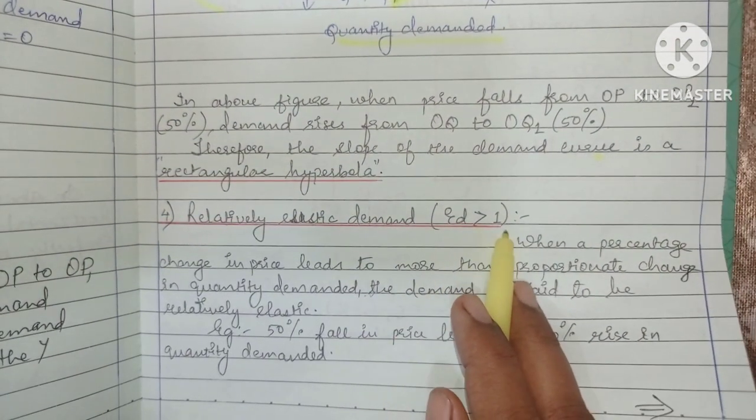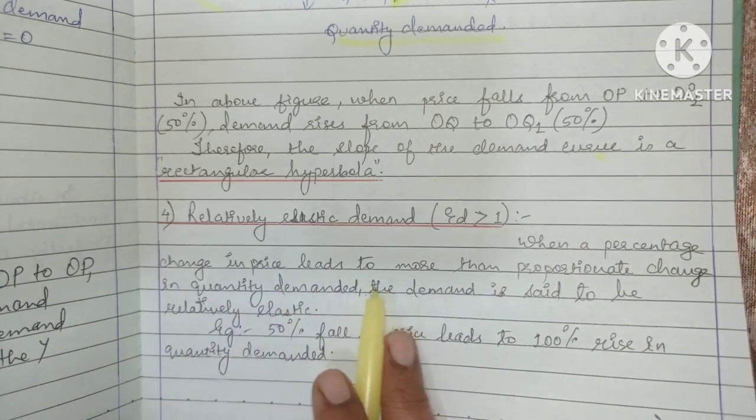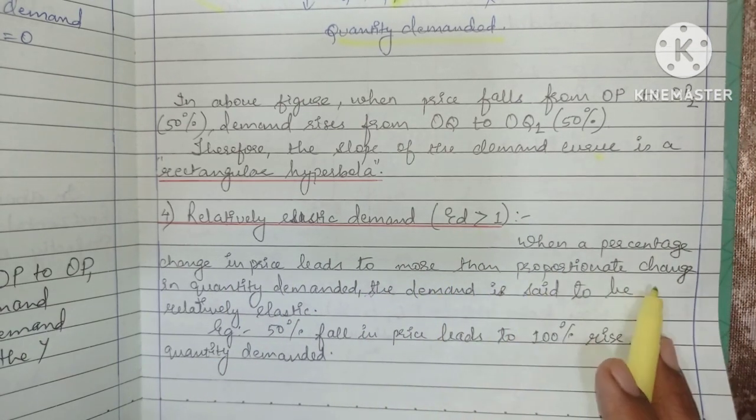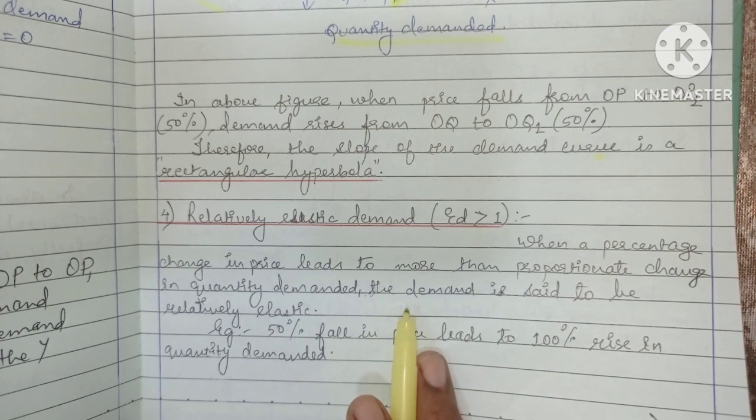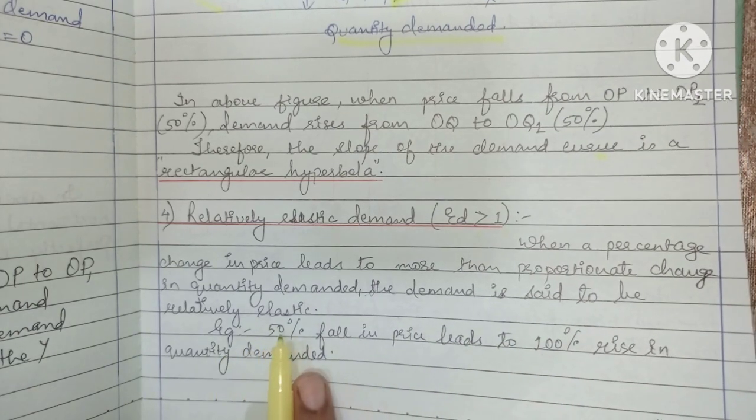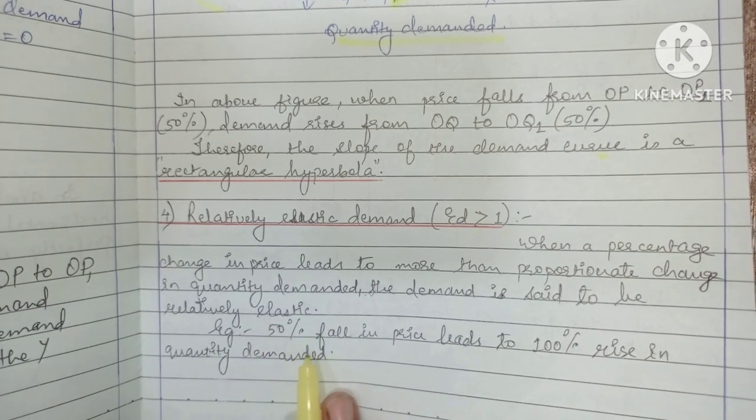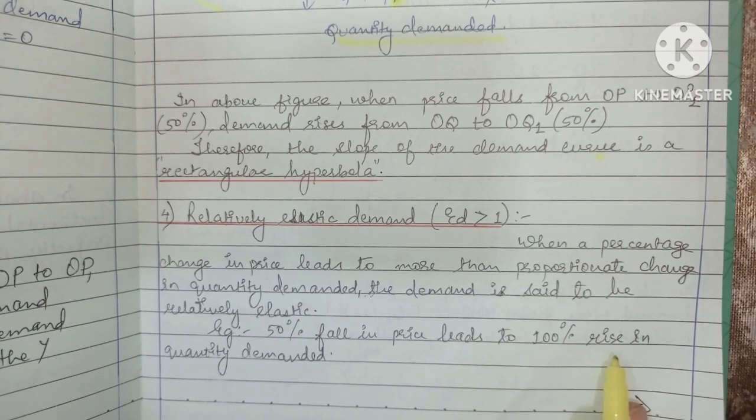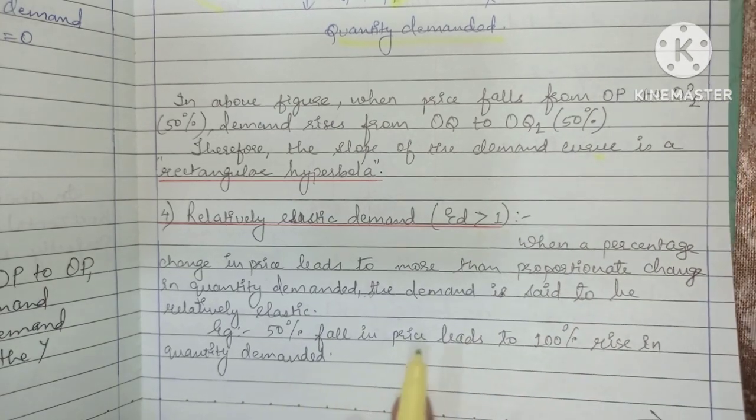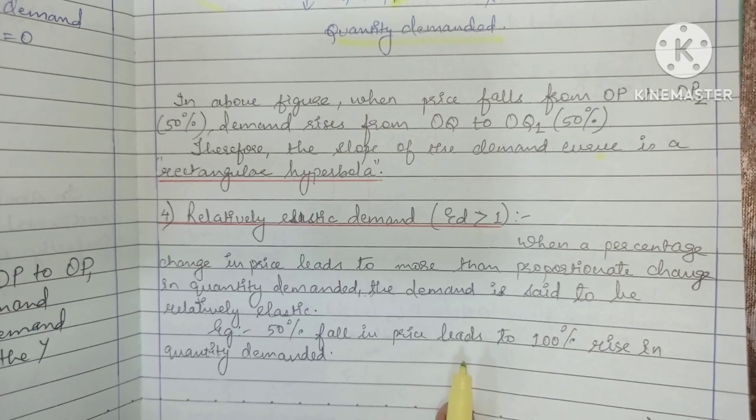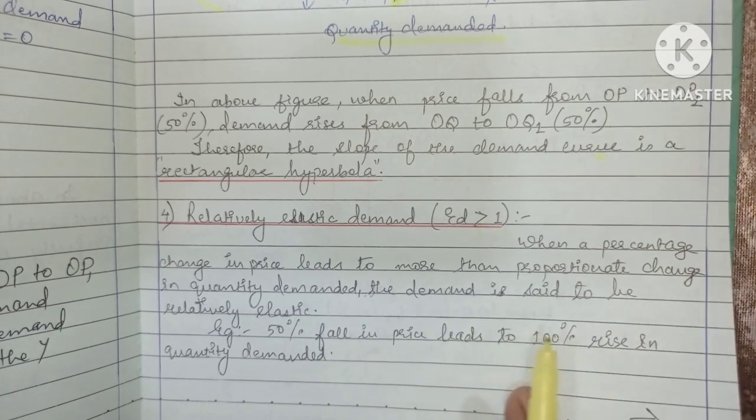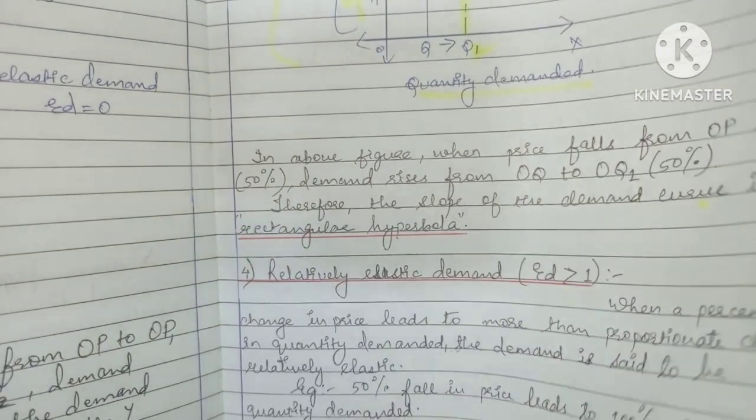Next comes relatively elastic demand. ED is greater than 1. When a percentage change in price leads to a more than proportionate change in the quantity demanded, the demand is said to be relatively elastic. So a 50% fall in price leads to a 100% rise in the quantity demanded. There is a change, but it is a bigger change. A 50% fall in price leads to a 100% increase in demand. So it's a very high change.